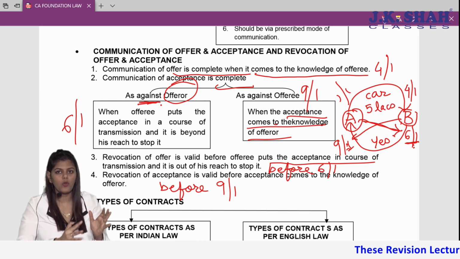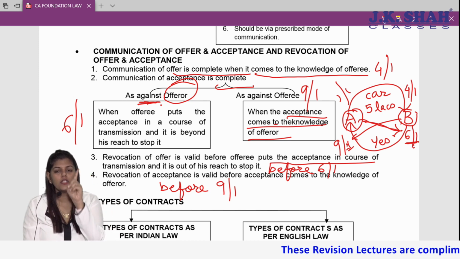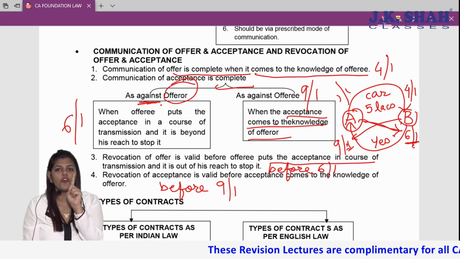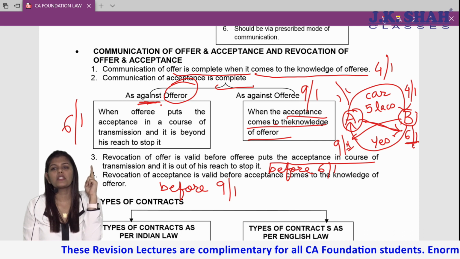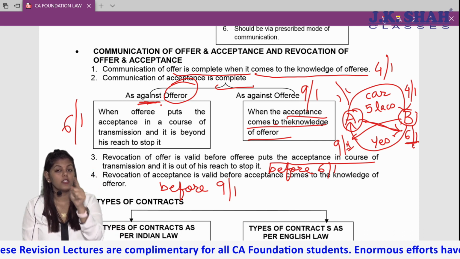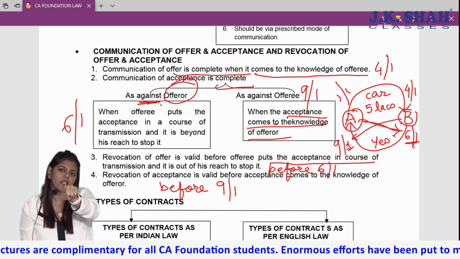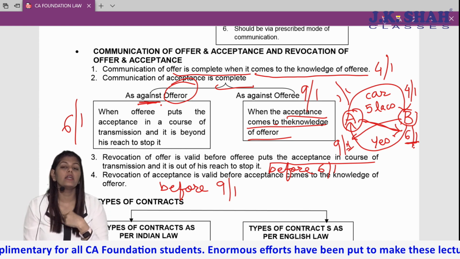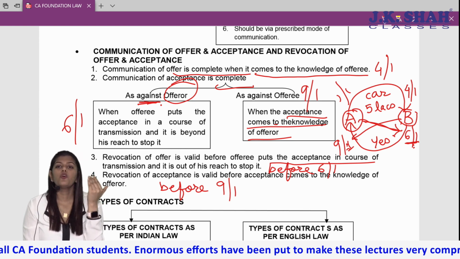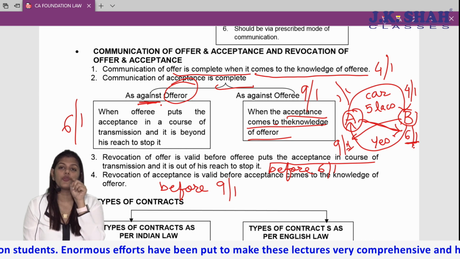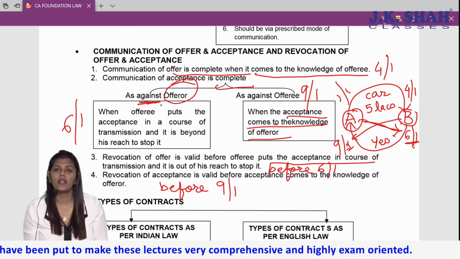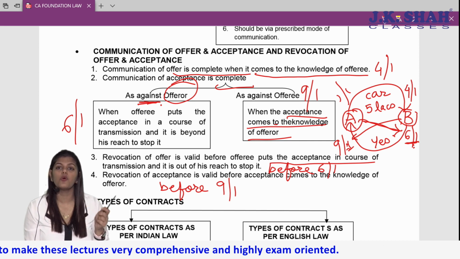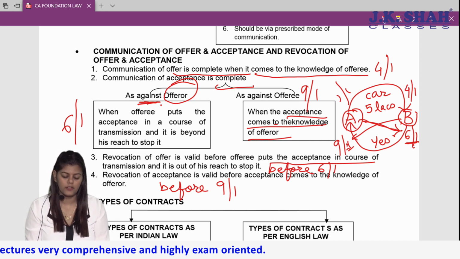Last time, I will not stretch it further. 4 points. First point, communication of offer is complete on 4th when you come to know about it. Communication of acceptance as against offerer, 6th when you post it. As against offeree, 9th when I receive and read it. Revocation of offer is valid anytime before you accept it, that is before 6th. And revocation of acceptance is valid anytime before I come to know about the acceptance, that is 9th.